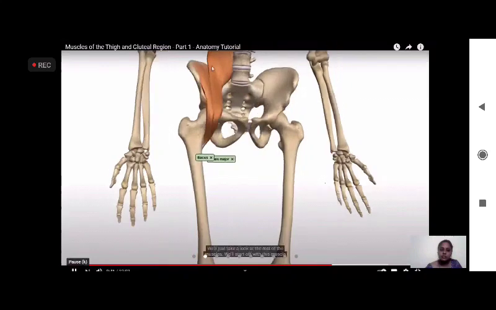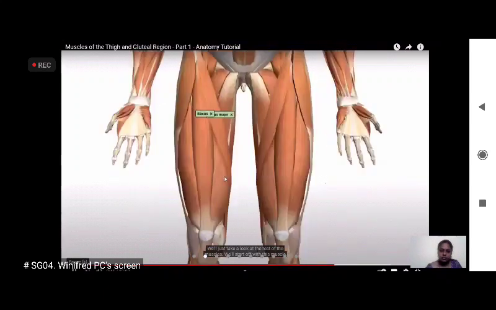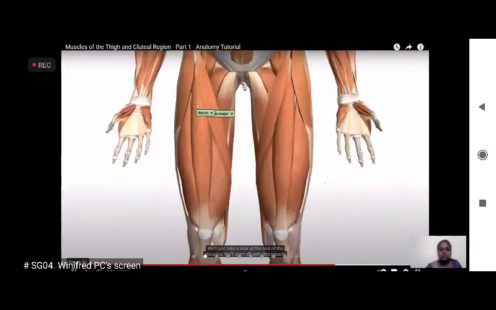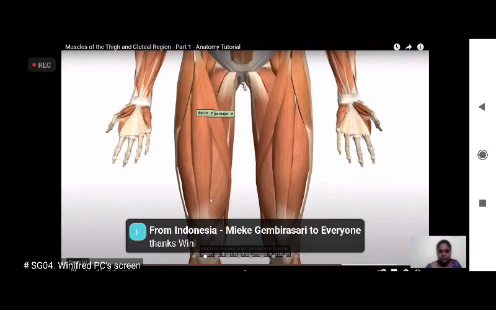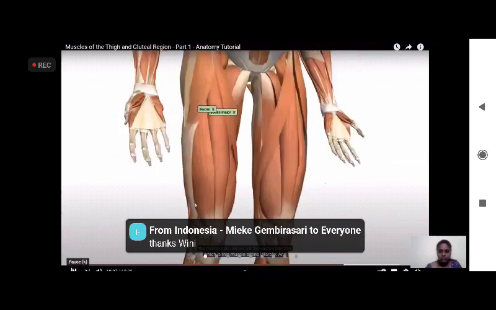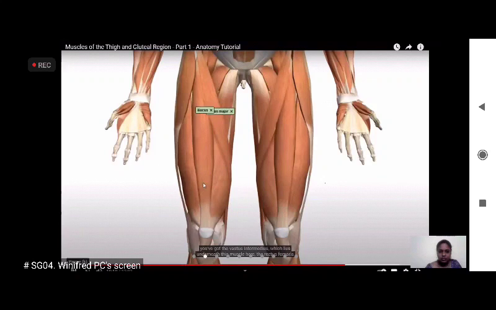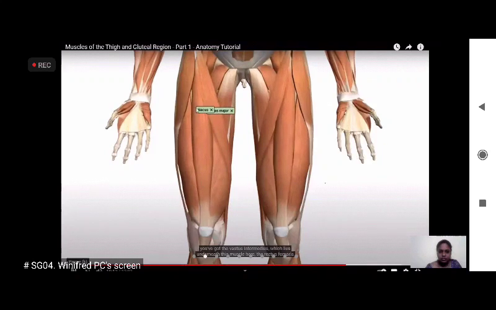Now let's take a look at the rest of the muscles. We'll start off with this muscle here, the rectus femoris muscle. The quadriceps muscle consists of 4 muscles, as the name suggests: the rectus femoris, and the 3 vastus muscles. The vastus medialis is this teardrop-shaped muscle on the medial side. The vastus lateralis is this muscle sitting laterally. And the vastus intermedius lies underneath the rectus femoris muscle.